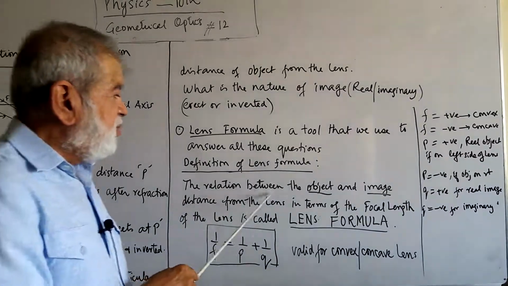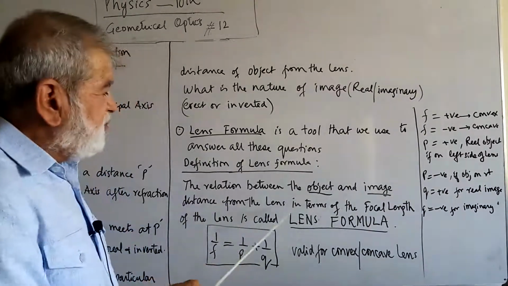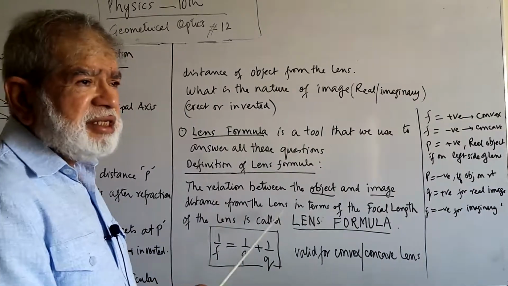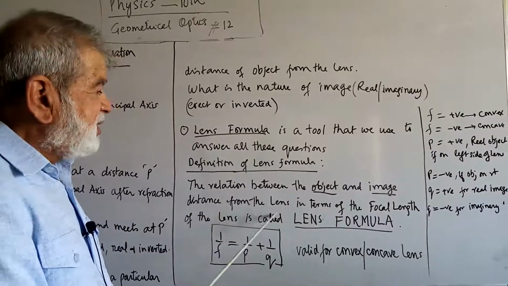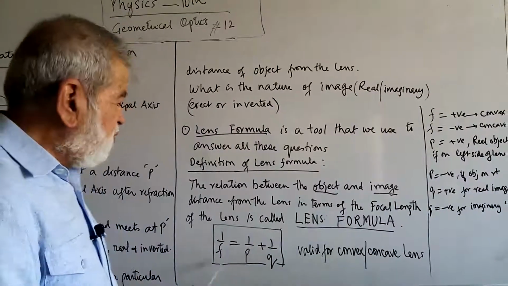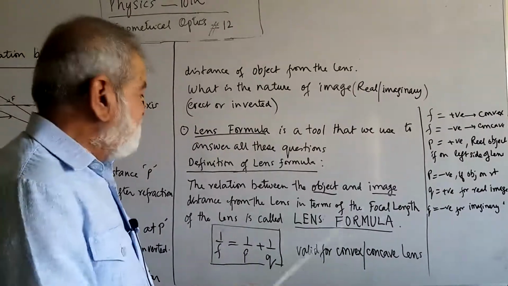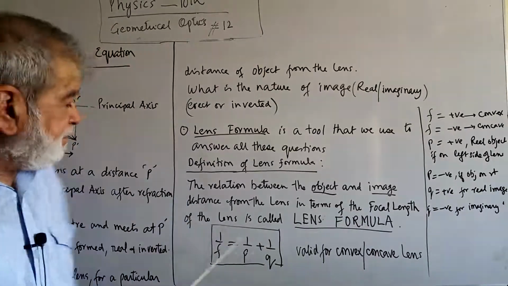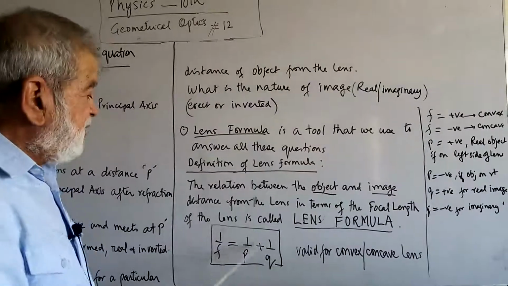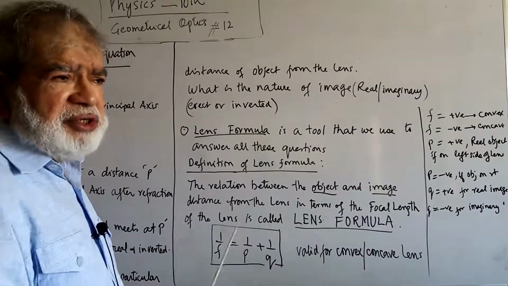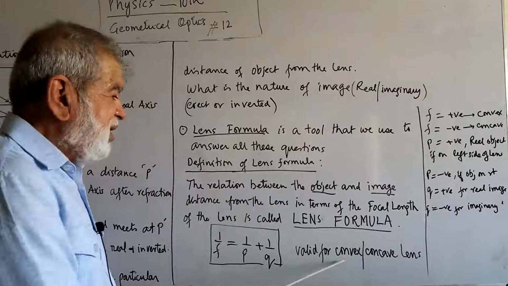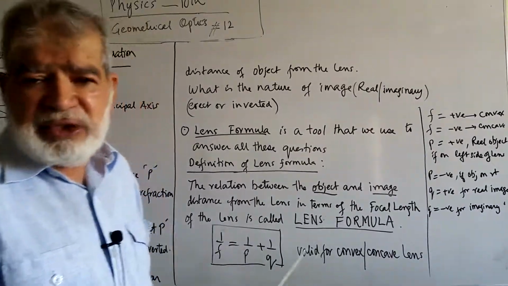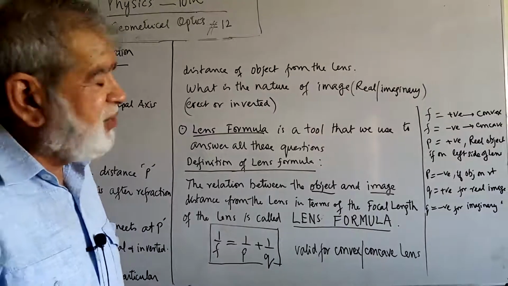The relation between the object and image distance from the lens in terms of focal length is called the lens formula. And this lens formula is 1 over f is equal to 1 over p plus 1 over q. And this relationship is valid for both convex and concave lenses, that is, converging and diverging lenses.